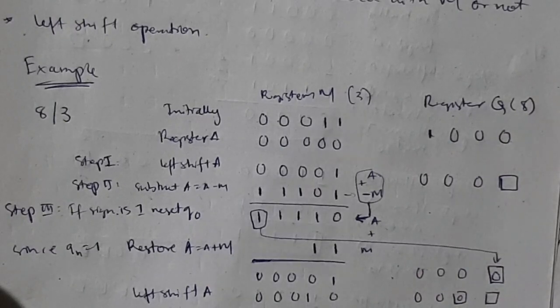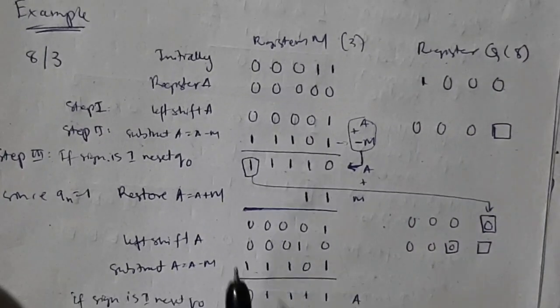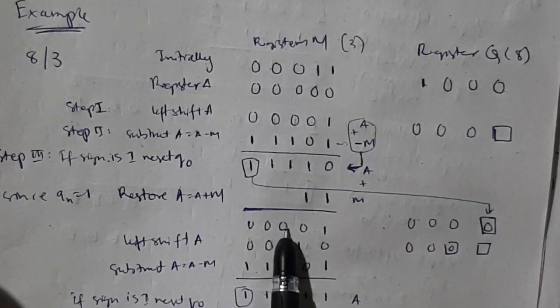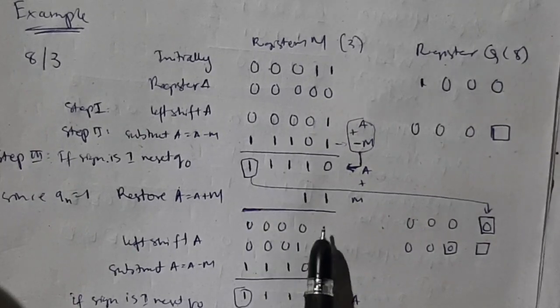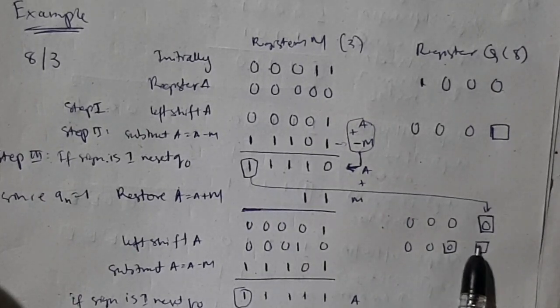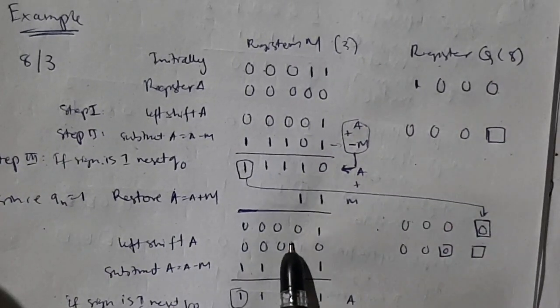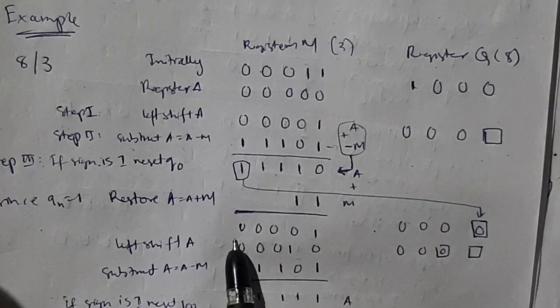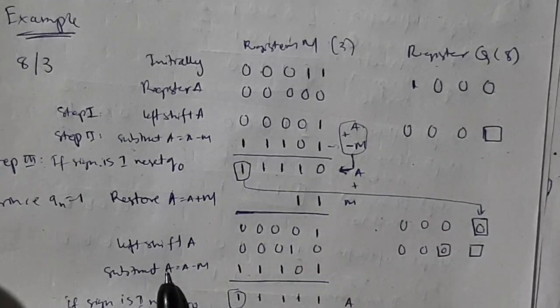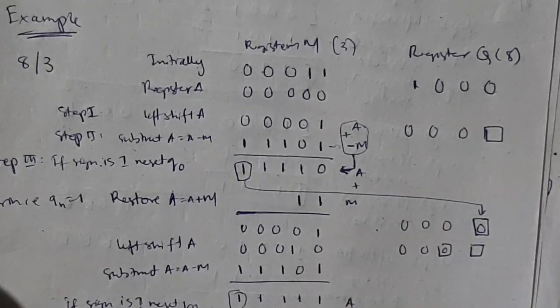Then in the second iteration, again do the same: left shift A. Left shift A means 0 0 0 0 1 is there. This is A. If you left shift, one of the spaces will become empty and this whole will shift here. So 1 0 was here, it will come here. And this 1 will come here, this 0 will come here, like that. So again you need to subtract, A equals A minus M, and repeat the same things.